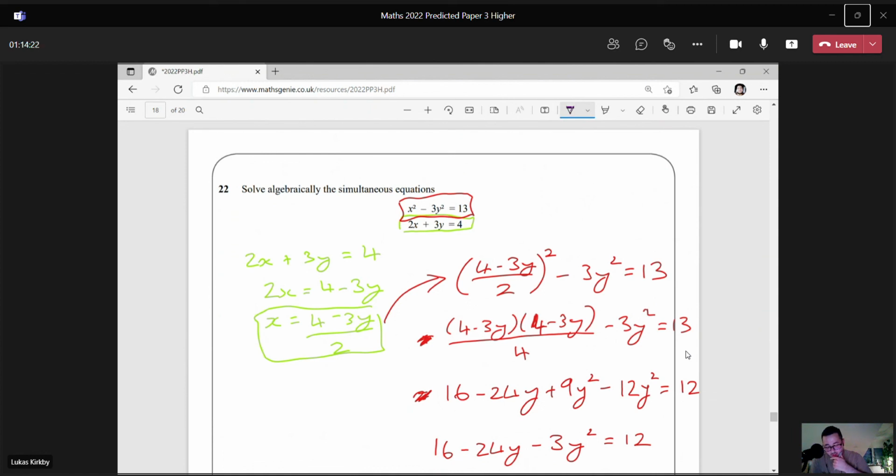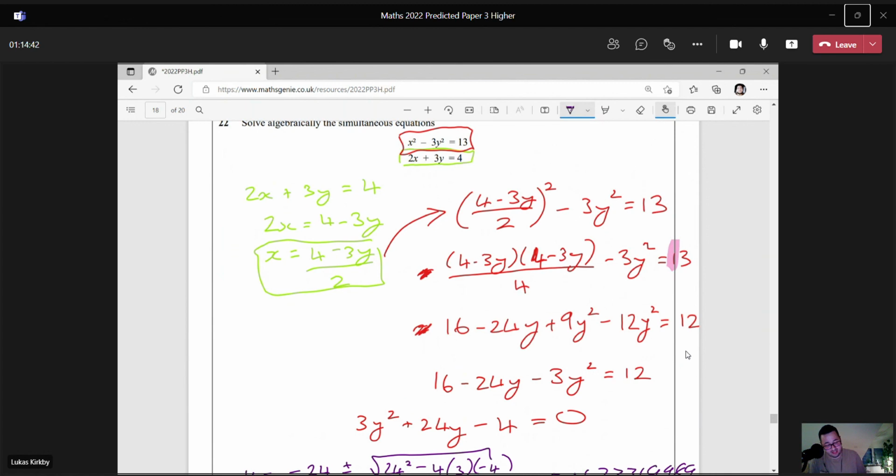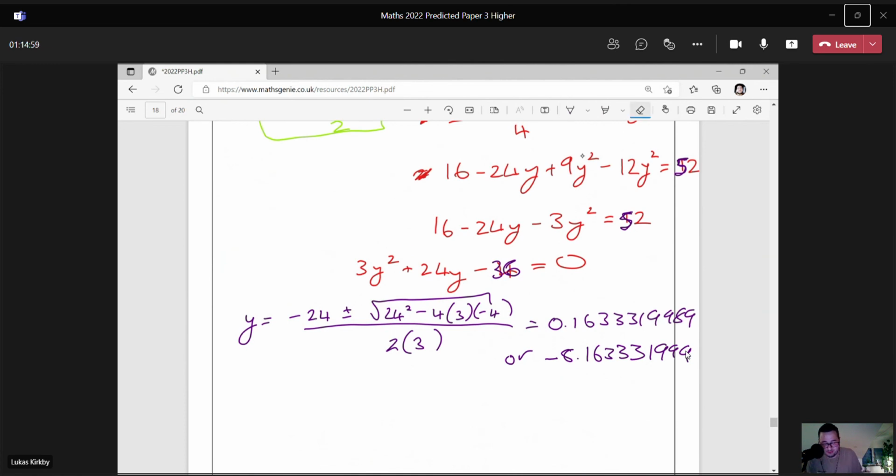So 2x is 4 minus 3y, so I'm happy with that. (4 minus 3y) over 2 minus 3y is 13. Oh, there it is. Okay, so I've just lost my 1 there on my 13. So let's just go back and fix that. So 13 times 4 is going to be 52. So that is 52. And then 52 minus 16 is 36. Okay, that's going to make life a lot easier, I think. Okay, so let's rub this out. Okay, good. So nice little thing there.